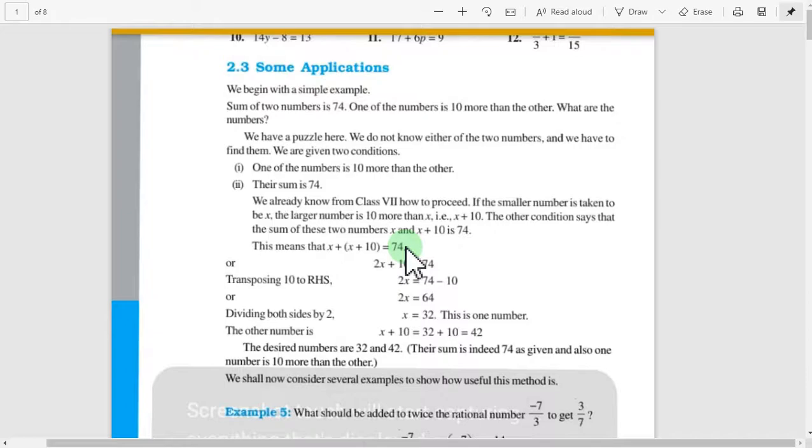Then solving the equation as you have learnt in the last class, adding the like terms, 2x plus 10 is equal to 74, then taking 10 to the other side and simplifying, you will get the value of x. x is one number, and the other number is x plus 10, so 32 plus 10 is 42. So 32 and 42 are the two numbers.